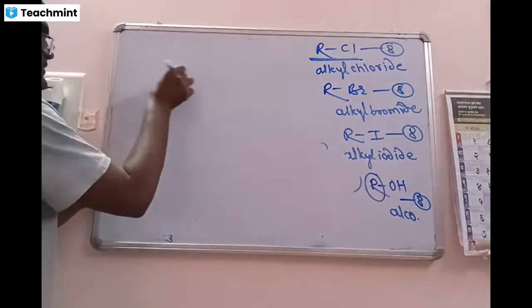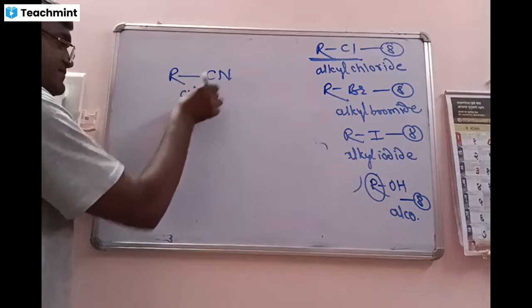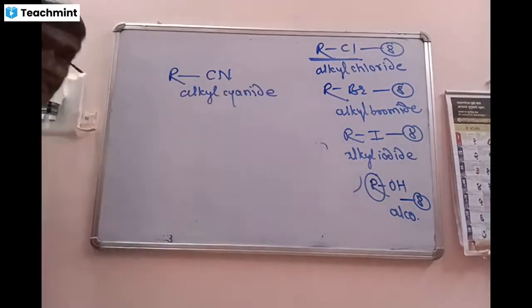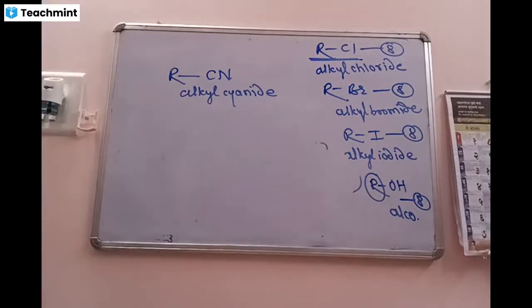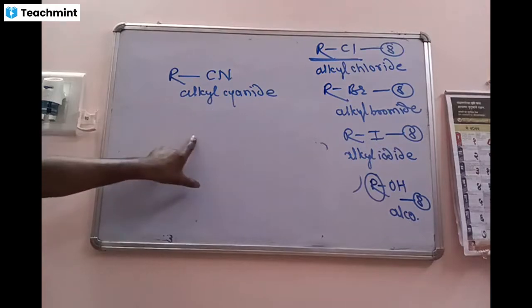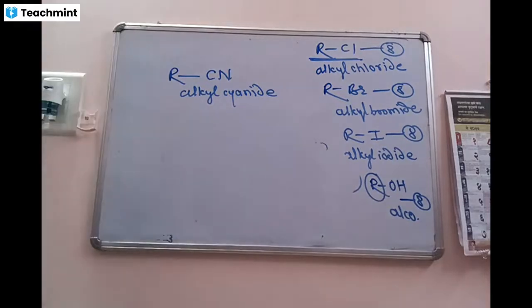This is alkyl. This is cyanide. This is alkyl cyanide. Now what you have to do? R is replaced by the 8 terms, and this alkyl word is replaced by the 8 words, right? Which are the 8 words? Methyl, n-propyl, isopropyl, n-butyl, secondary butyl, isobutyl, third butyl. These are the names of 8 alkyl group.